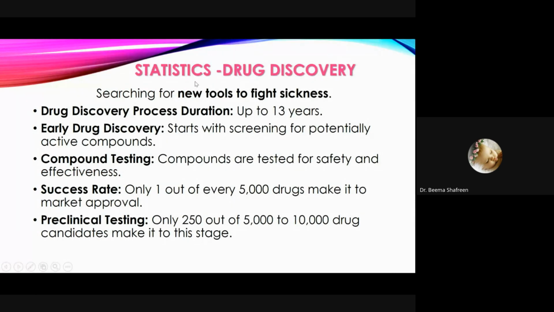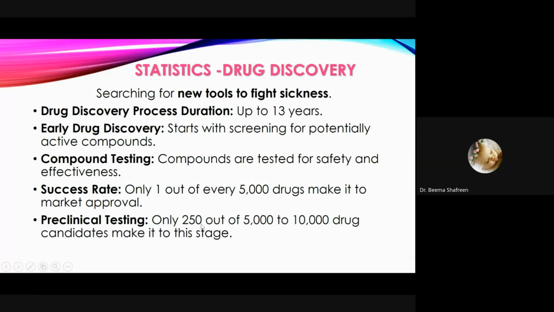So the statistics of drug discovery: it is a new tool to fight sickness, where the duration is about 13 to 15 years. Early discovery starts with the screening of potentially active compounds. Then compound testing is performed for safety and effectiveness, and the success rate is that out of 5,000 drugs, only one will be taken to market approval. For preclinical testing, out of 5,000 to 10,000 drugs, 250 will be taken as candidates for the next stage.